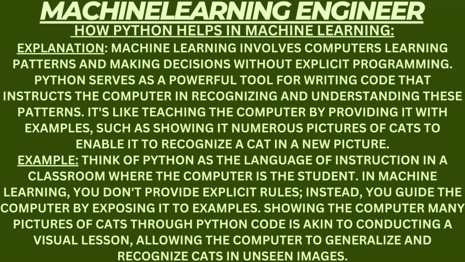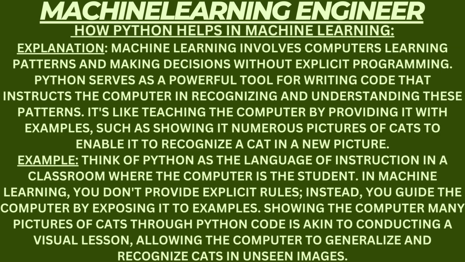How Python helps in machine learning. Explanation. Machine learning involves computers learning patterns and making decisions without explicit programming. Python serves as a powerful tool for writing code that instructs the computer in recognizing and understanding these patterns. It's like teaching the computer by providing it with examples, such as showing it numerous pictures of cats to enable it to recognize a cat in a new picture.